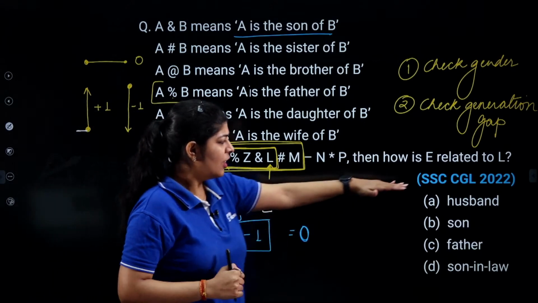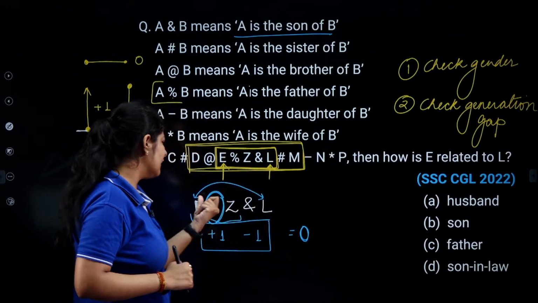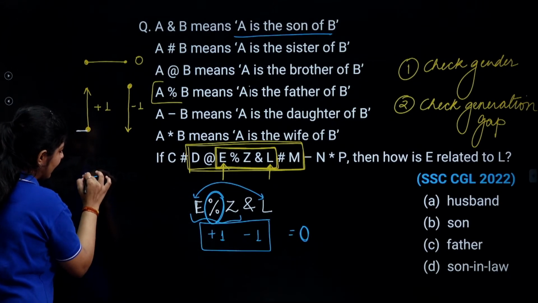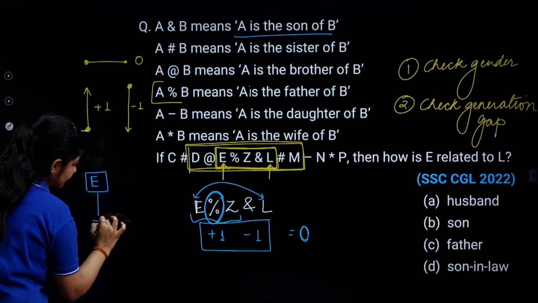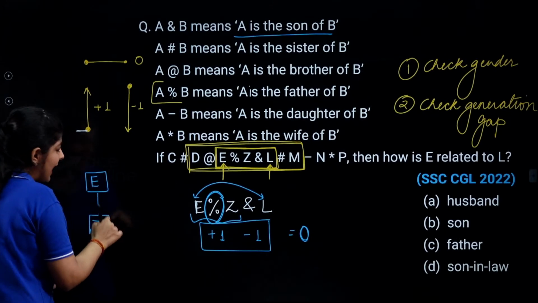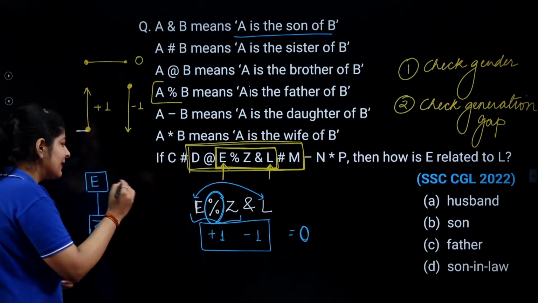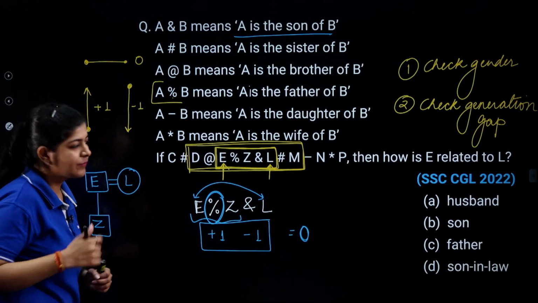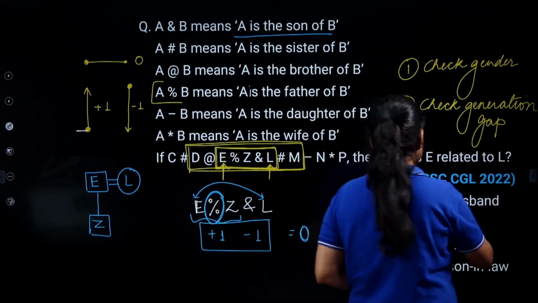Okay. So basically we can say that if he is a male, and if I want to draw the diagram, I can draw the diagram like this. And if Z is a son of L, then by default we can say that L is a female and L is a wife of E. So basically the correct answer over here is option number A.